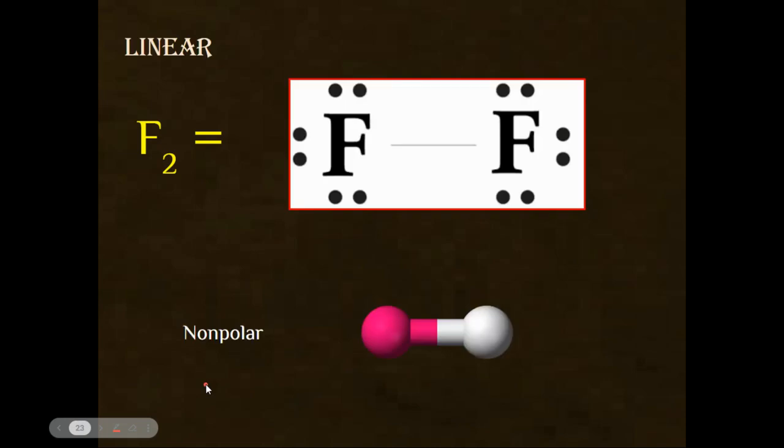1 on each side. 1, 2, 3, 4. Then I'm going to go back to the top. 5, 6. Bottom one's going to have 7. Now we need to connect those single dots. So this is what our example will look like. Those are the only single electrons we have. This is a cleaner version of it. We're going to also call this linear. It's also nonpolar because both of our fluorines are the same, so they're both equal to each other.